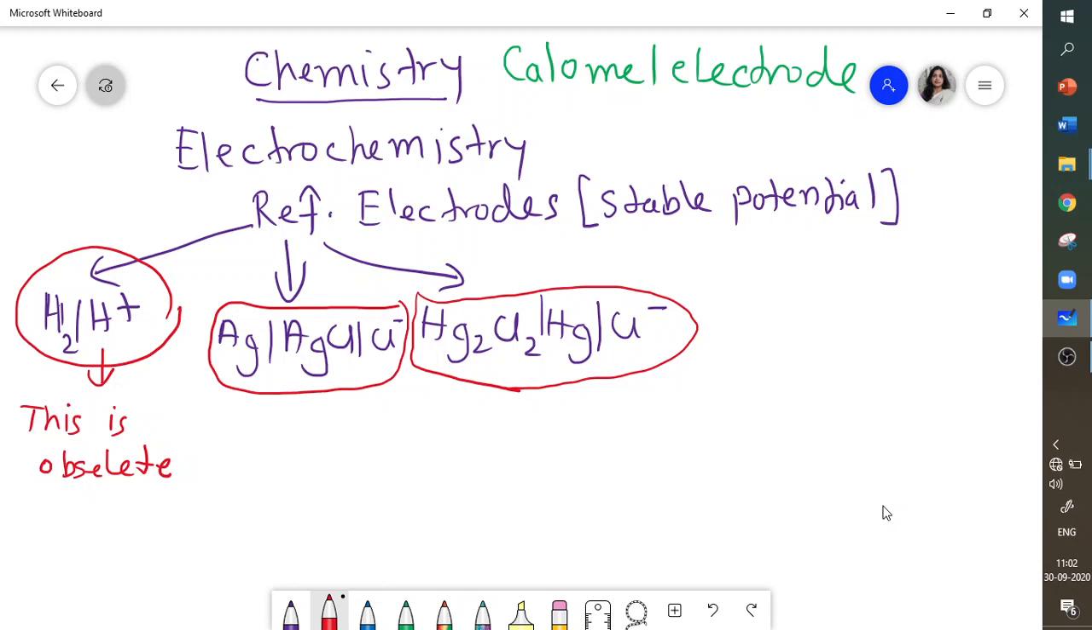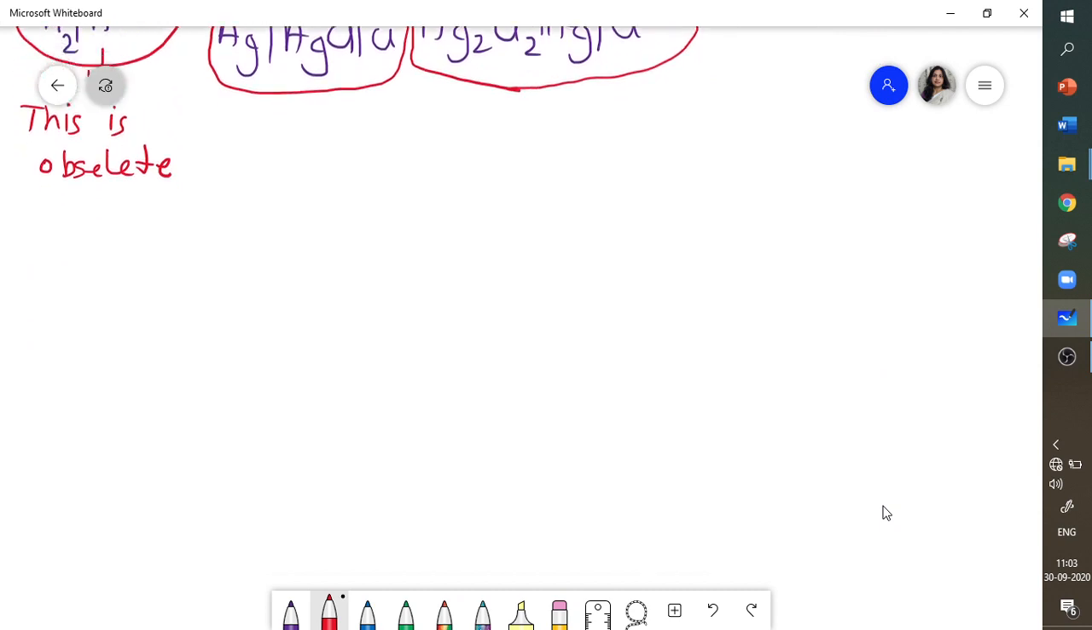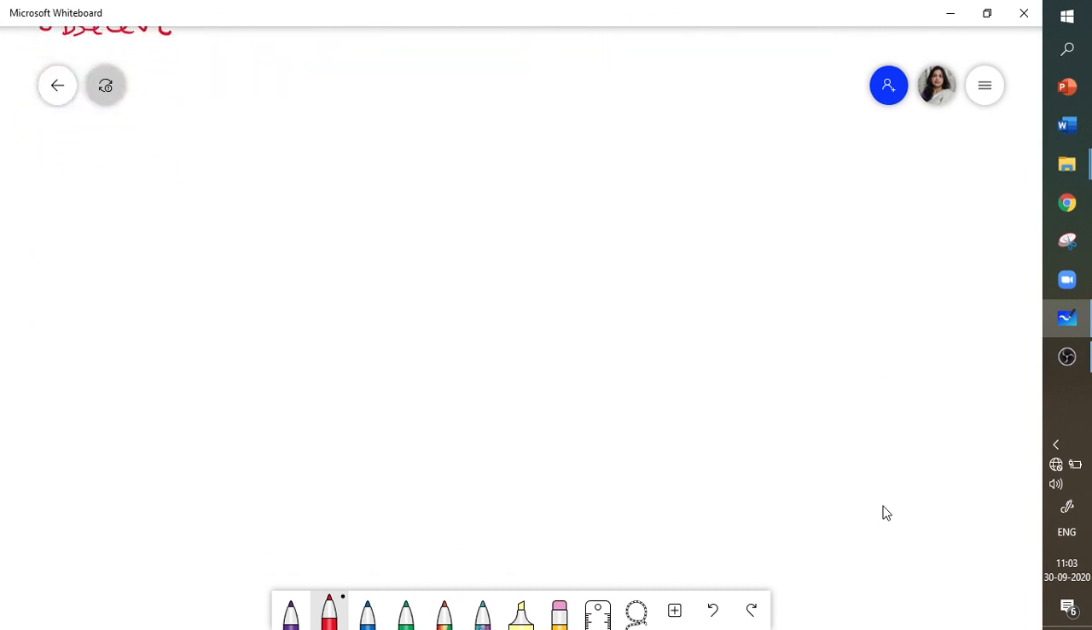So let's study this one, the calomel electrode. First we have to see some properties of this calomel. So basically, what is calomel? Calomel is your Hg2Cl2 that we just studied. And what are some of its properties?